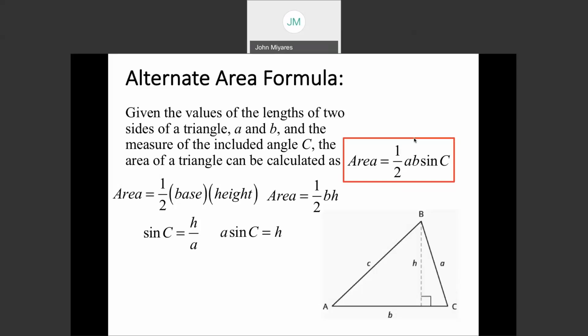Cross multiplying, you get h equals a times the sine of C, which we can then substitute for h into that other area formula to get the area equals 1/2 of b times a sine angle C. Rearranging the terms using commutativity and putting the expression in alphabetical order gives you 1/2 a times b times the sine of angle C, which is the formula in the red box.